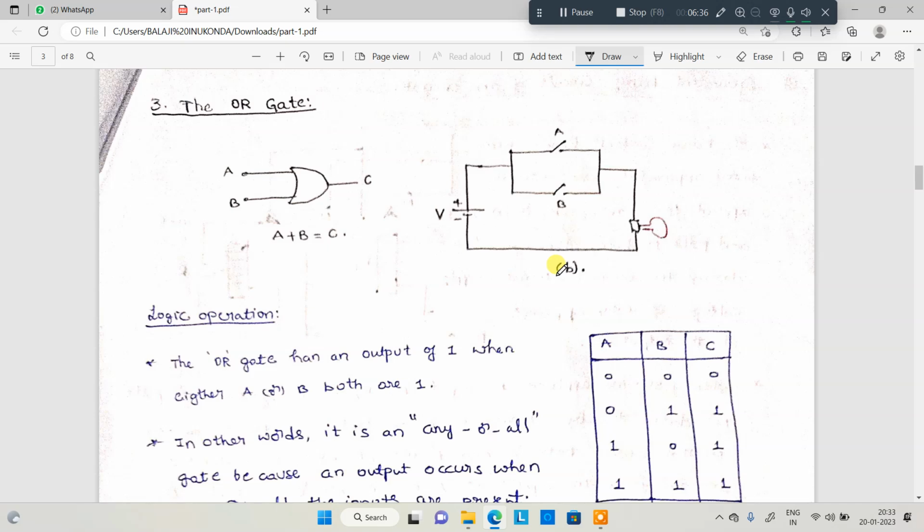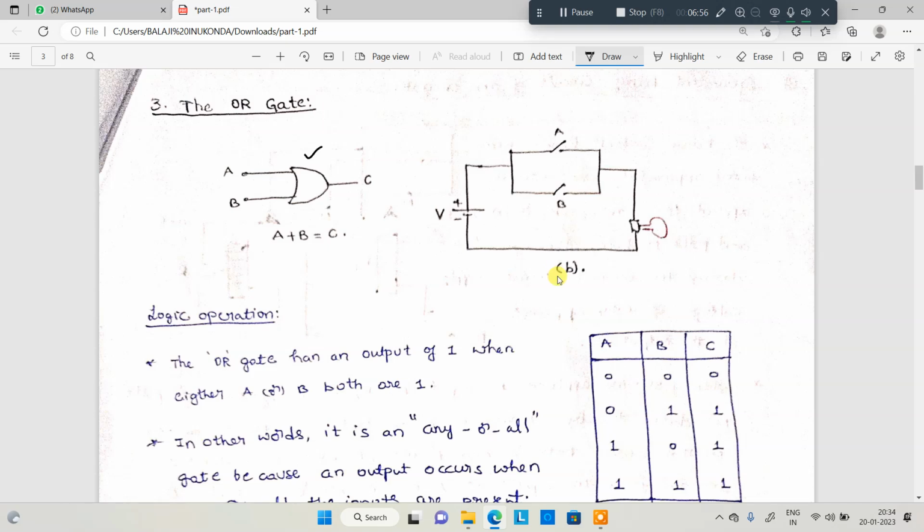Okay, from the previous papers analysis, there are at least 2 questions from logic circuits and logic families. That means this chapter is a very important chapter. We can spend 1.5 hours and completely study the logic gates. Okay, next we are moving to the OR gate.